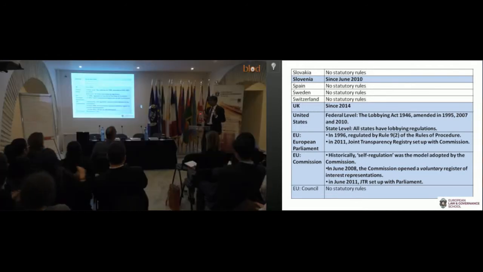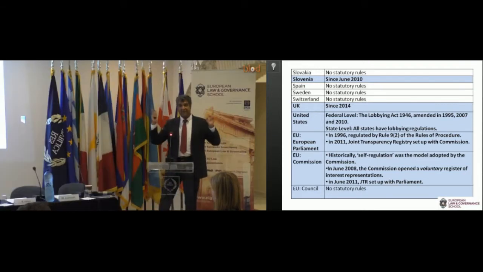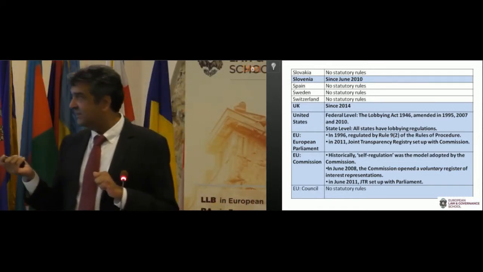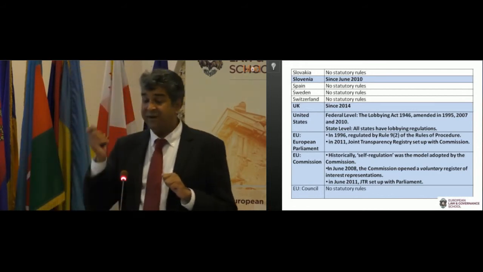Now, that did change in 2008, however, where they decided to have a voluntary register, and they opened up this interest representation register in 2008. However, both sides finally got together, the Parliament and Commission, to create what's referred to as the Joint Transparency Register in 2011.